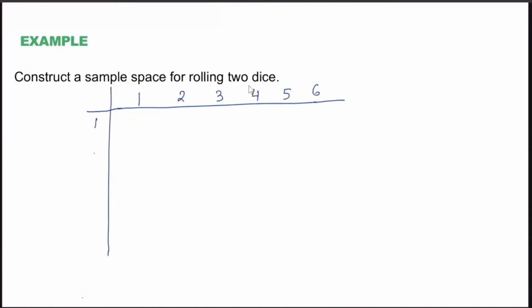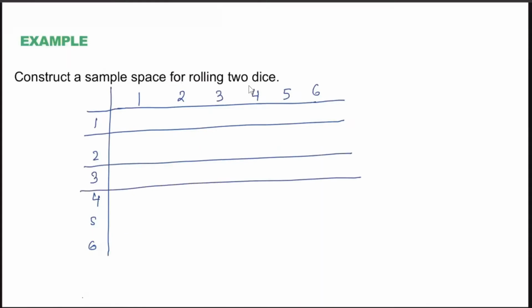Here, we are asked to construct a sample space for rolling 2 dice. If you roll 1, the possible outcomes are 1, 2, 3, 4, 5, 6. And if you roll the same outcome again, you'll get 1, 2, 3, 4, 5, or 6. But what happens if you roll 2 dice simultaneously? If you roll 2 of them at the same time, what are the possible outcomes?